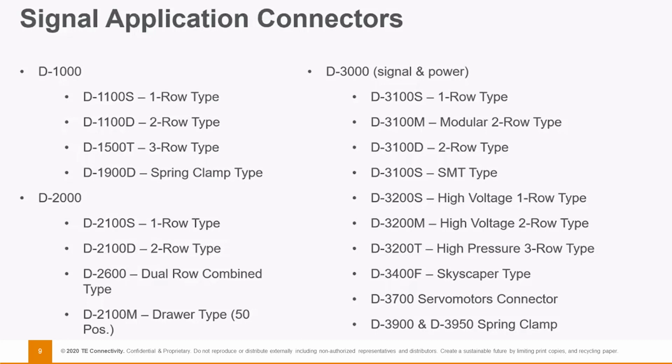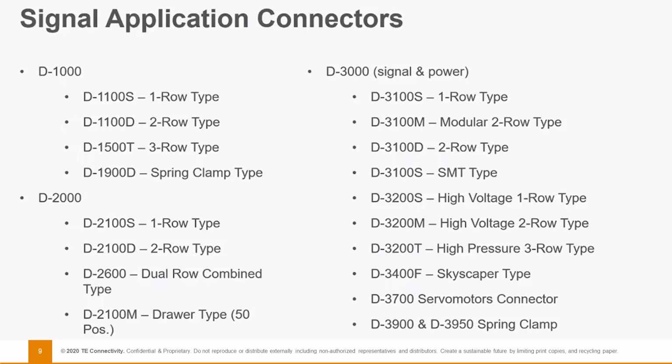For a dual row type, imagine adding another row onto that comb, and we have the dual row type, like D1200D. Now, we introduce a 3-row type to this comb configuration. Moving on to the D2000 series, which includes D2100S 1-row type, D2100D a dual row type. Further, there's a dual row combined type D2600, and a 50-position dual row type, such as D2100M.